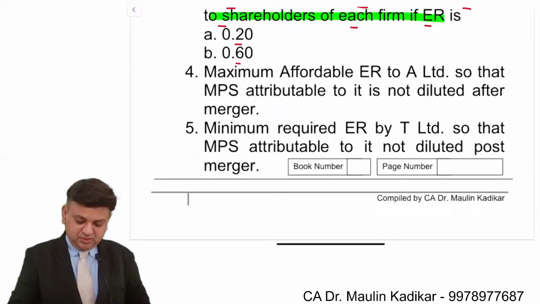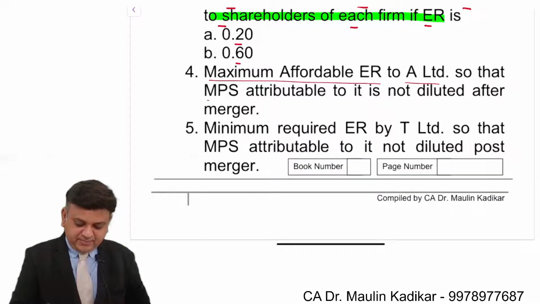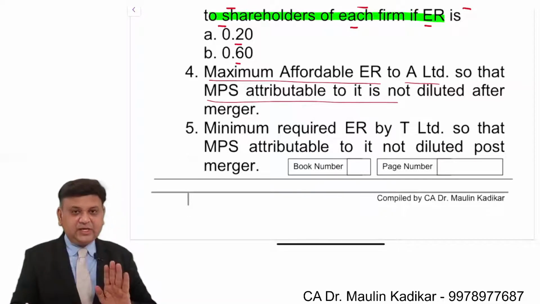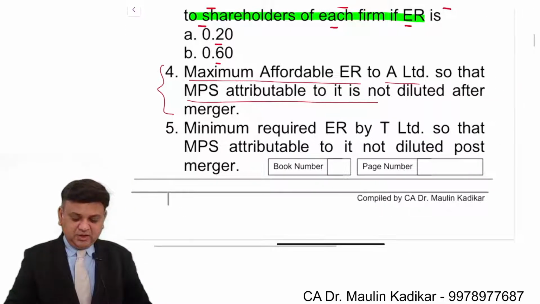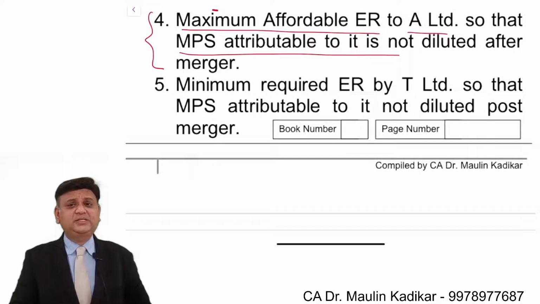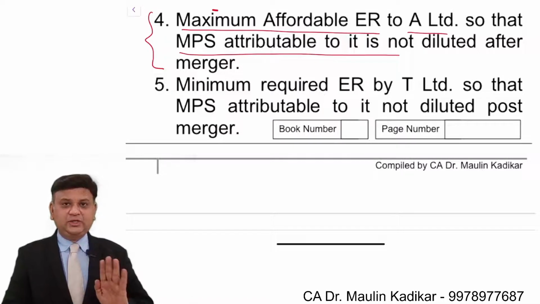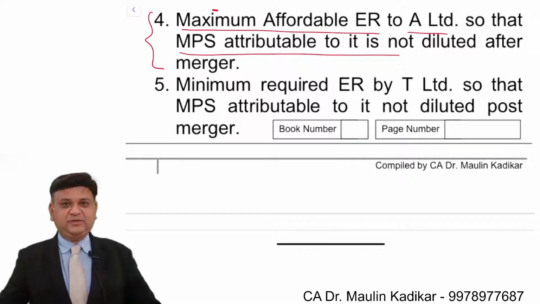Next question. You are required to calculate the maximum affordable exchange ratio to A Limited so that MPS attributable to it is not diluted after the merger. So the question says, from the acquiring company point of view, calculate what is the maximum affordable exchange ratio acceptable to it so that at least I will not be incurring a loss. I request you to put your answer in the chat box.